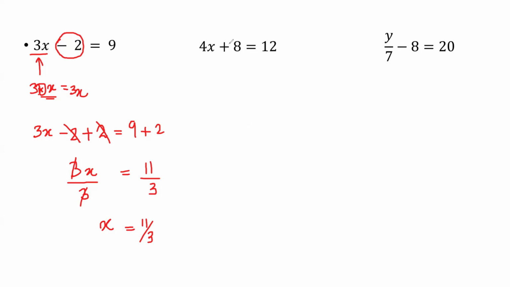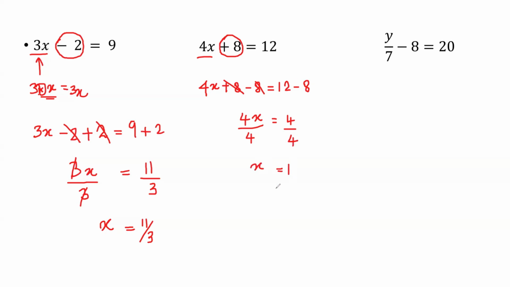Next one. Here you can see a positive, so we have to do the subtraction, and here it's multiplication. So 4x plus 8, you do a minus 8. If you do the minus operation here, you have to do it on this side also. These two are getting cancelled. So 4x remains, and then 12 minus 8 is 4. Now we have to divide by 4, both the sides. So x will be equal to 1.